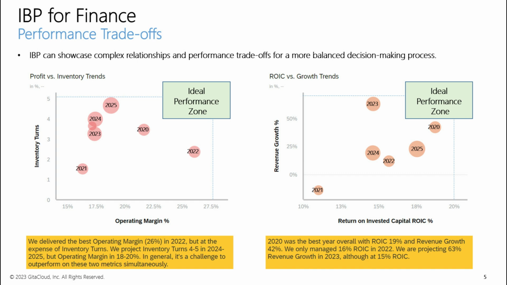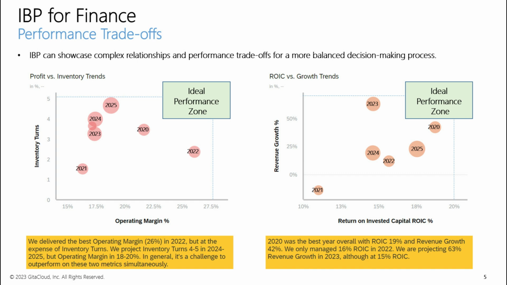Notice a high operating margin in 2022, but with lower inventory turns. Higher inventory turns in 2023 onwards are coming in at lower operating margin. Given the performance from 2020 till 2022 is all over the place, this is a cause for concern and something for the decision makers to look into.